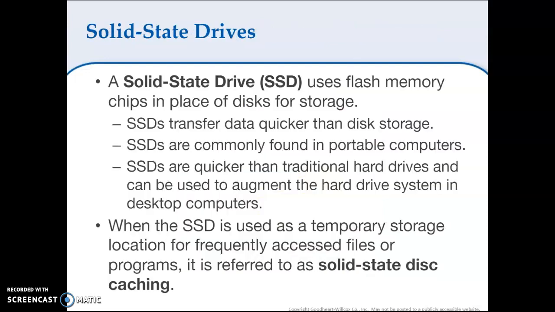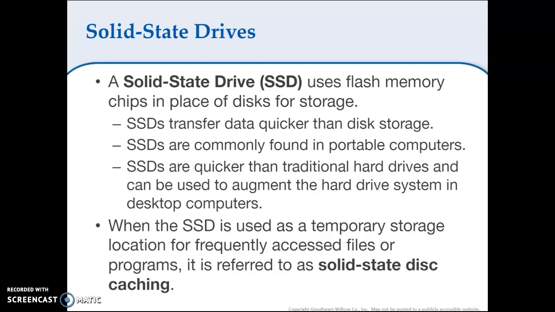Now, the more common types of storage devices that we have now are called SSD drives, or solid state drives. They use flash memory chips in place of disks for storage. SSDs transfer data a lot quicker. They are commonly found in portable computers, and they are quicker than traditional hard drives and can be used to augment the hard drive in desktop computers.